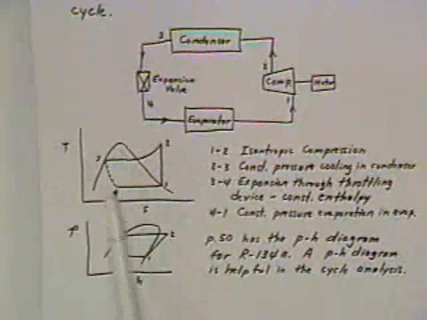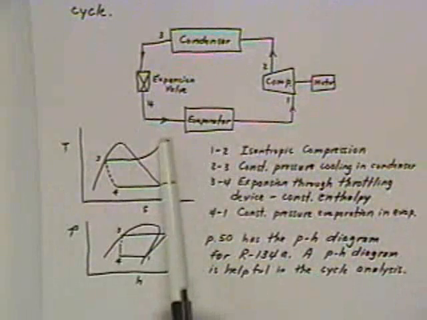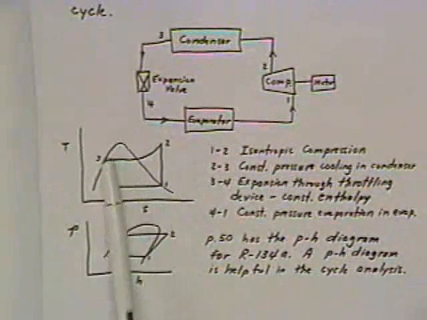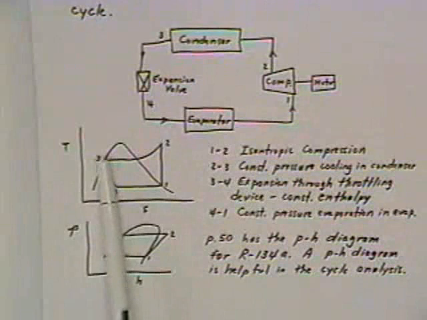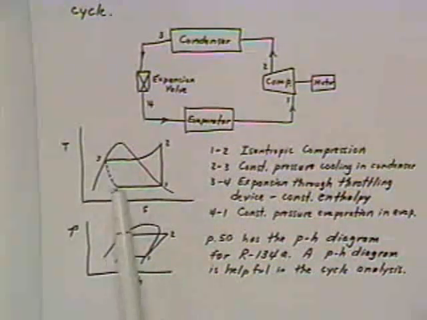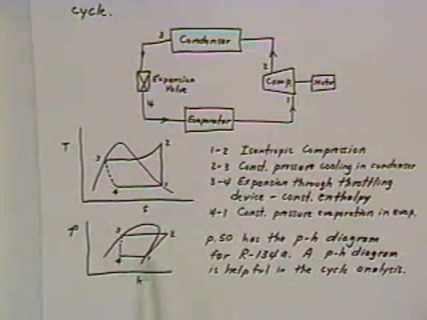So the TS diagram looks something like this. 1 to 2 is the compression in the compressor. 2 to 3 is constant pressure cooling in the condenser down to a saturated liquid condition. 3 to 4 is constant enthalpy through the throttling valve, and 4 back to 1 is the evaporation. Now, sometimes it's useful to show these things on a PH diagram, so I've just sketched in a PH diagram for the cycle.